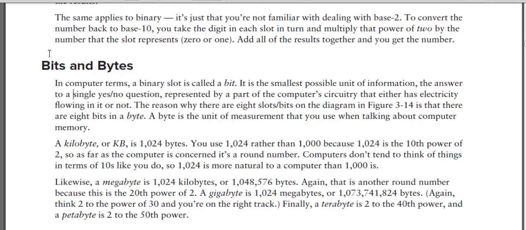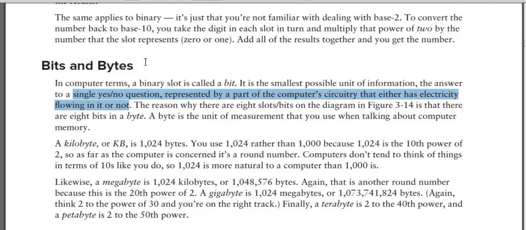The answer to a single yes-no question, represented by a part of the computer's circuitry that either has electricity flowing in it or not. So if electricity is flowing in it, it might be yes, and otherwise no. So that's the way the electrical pattern in the computer gets translated into a binary system, or a binary representation. So we can create these numbers based on whether electricity is flowing through billions and billions of little circuits.